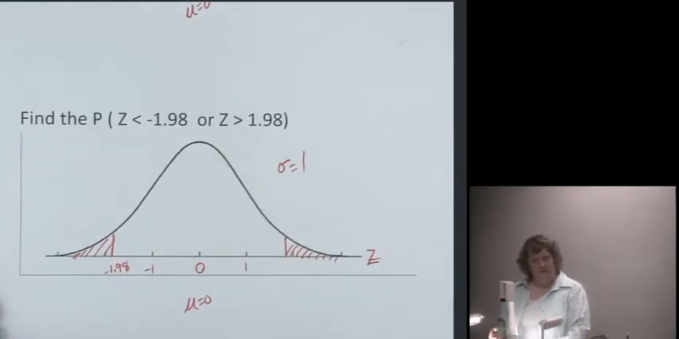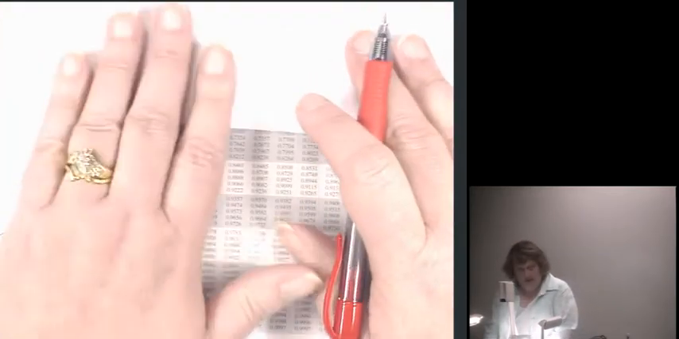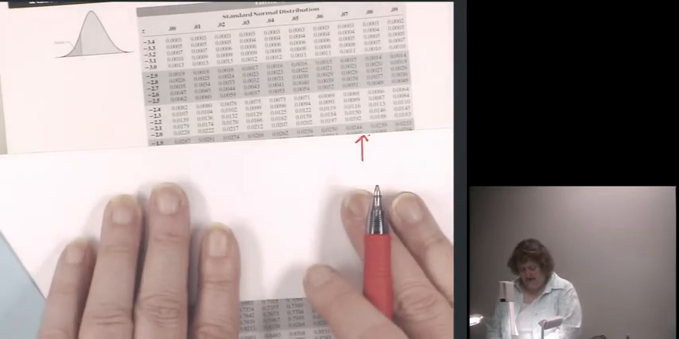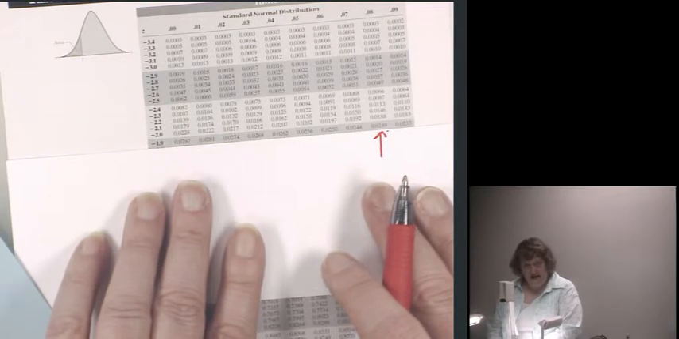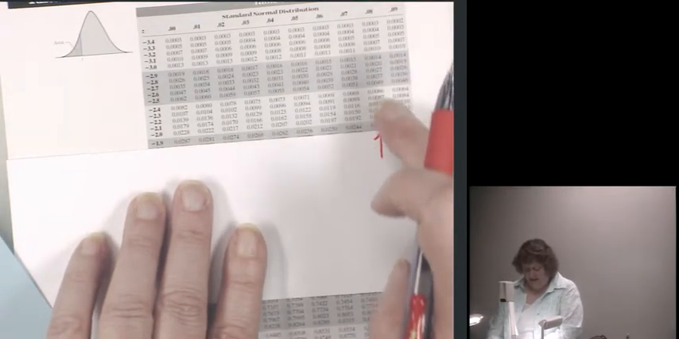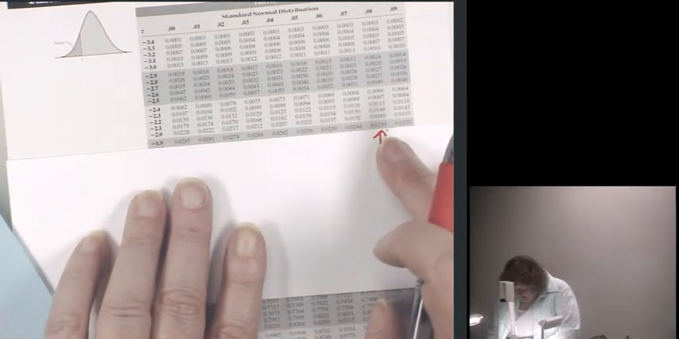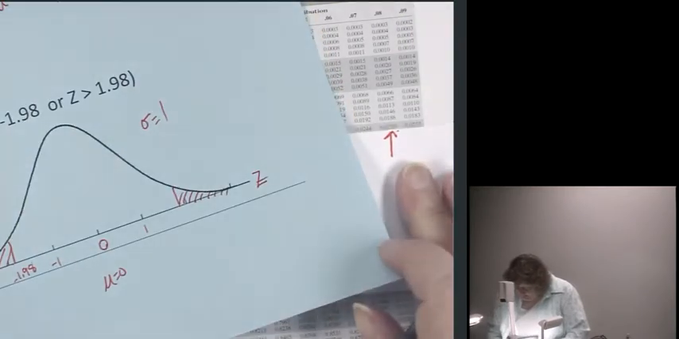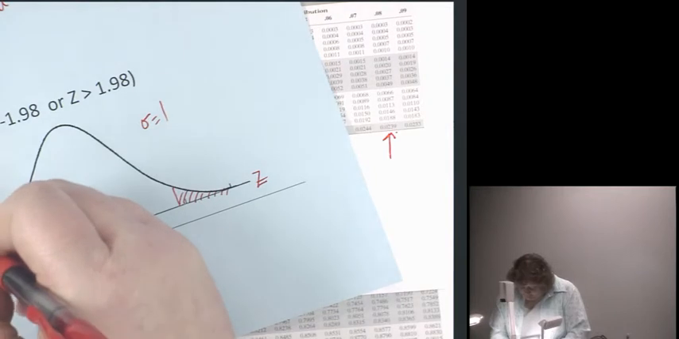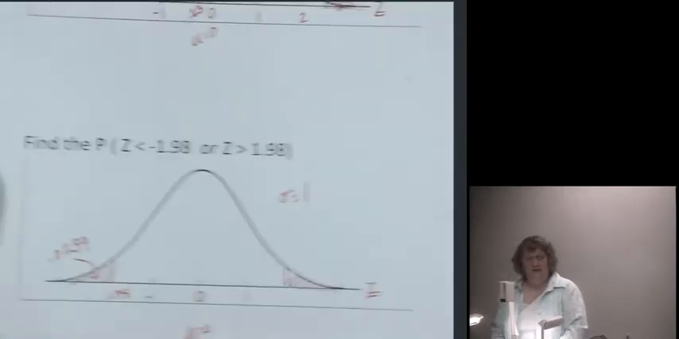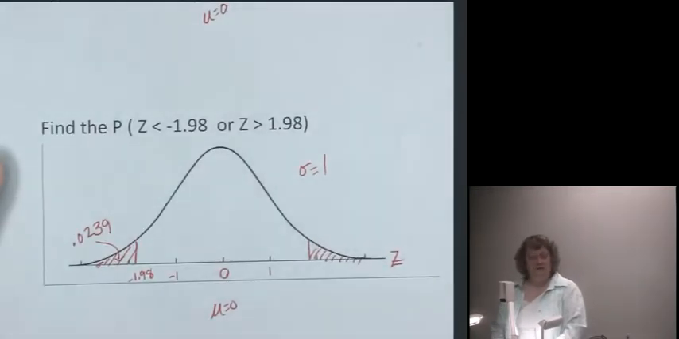We would look up both numbers. So I'm going to look up negative 1.9. Bring that down so you can see. There's the negative 1.9. Then I'm going to go over to the 8 column. Come down. And that gives me 0.0239. Notice the meticulous way I keep up with this with the pictures.